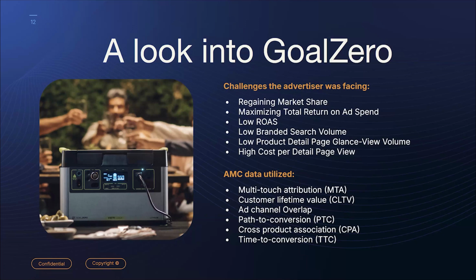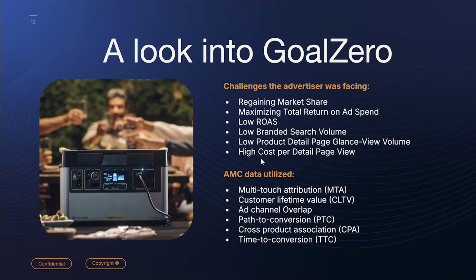Through this, Goal Zero got a bit stagnant and really lost market share when they were the first ones there. And they used to have total ownership of the category. So our main goal when they came to us was, how do we regain market share for them? How do we maximize their total ROAS and TACOS? And then how do we improve their ROAS and their branded search volume, and basically just turn around this brand that had lost a lot of market share overall?